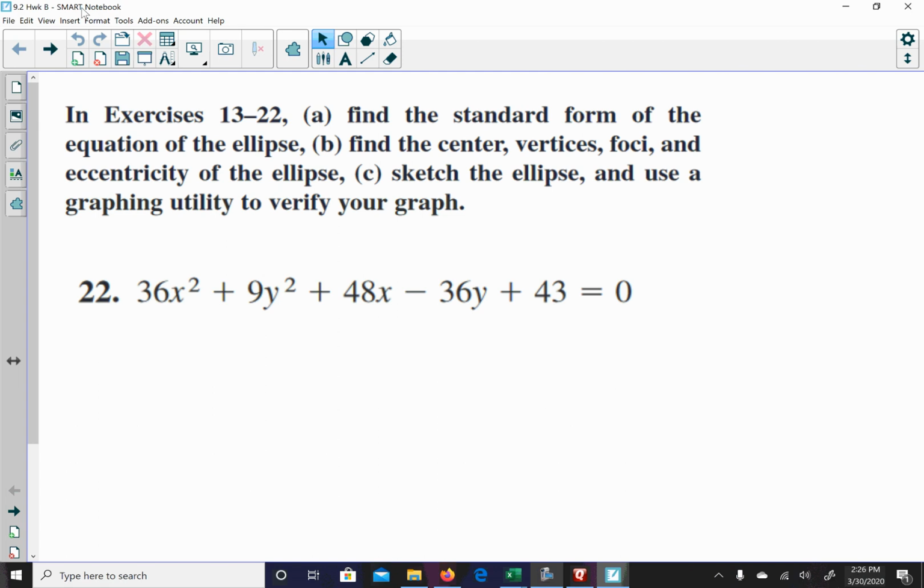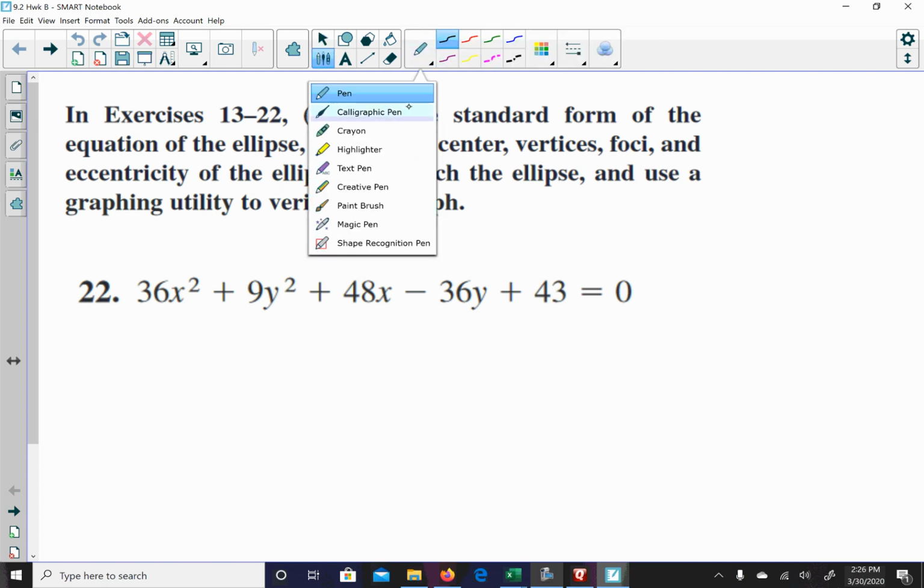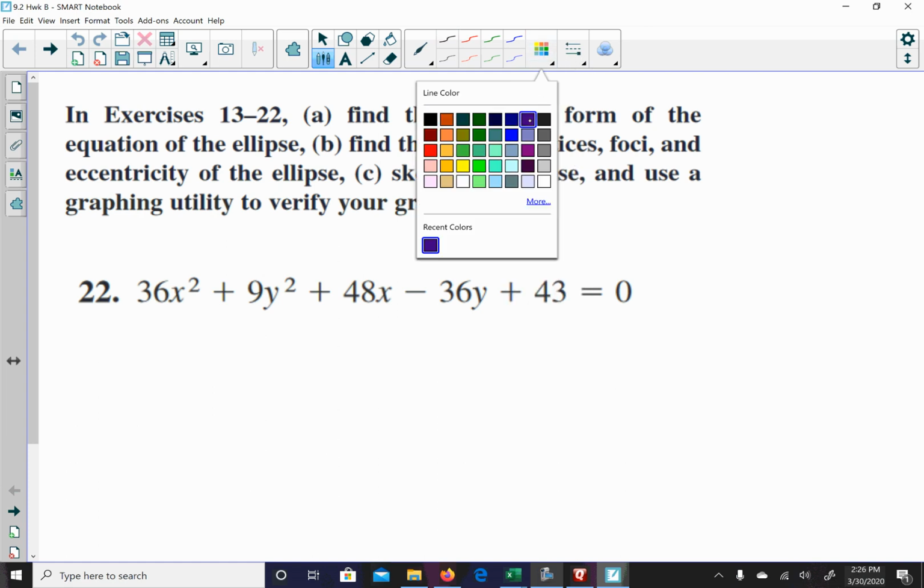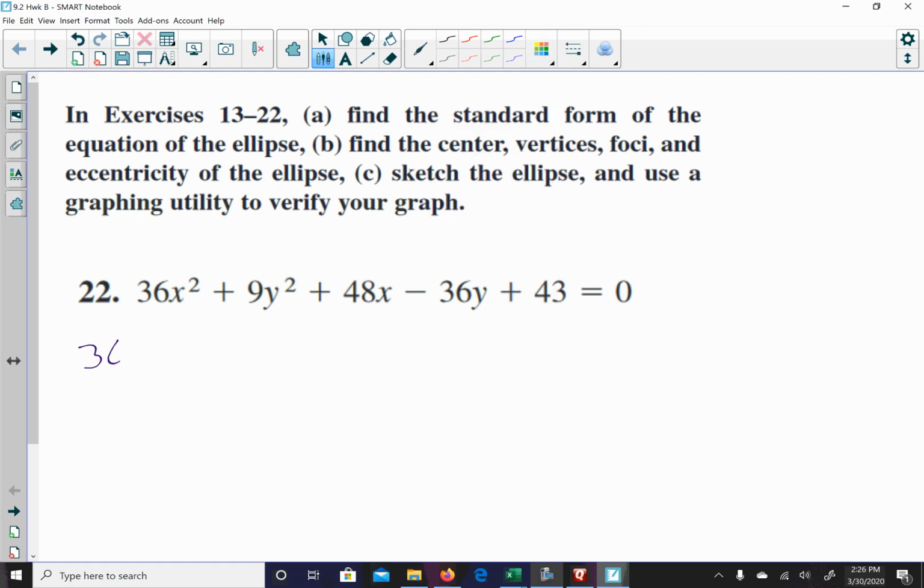The first one is asking you to find the standard form of the equation of the ellipse, find the center, vertices, foci, and eccentricity of the ellipse, and then finally sketch the graph of the ellipse. So remember, we're going to have to complete the square. In order to do that, I'm going to keep my x's together, my y's together. Anything that does not have an x or y is going to go over to the other side. So I'm going to have 36x squared plus 48x plus 9y squared minus 36y is equal to 43.